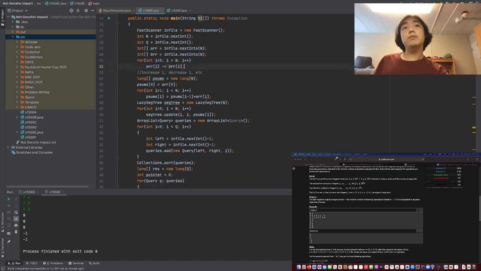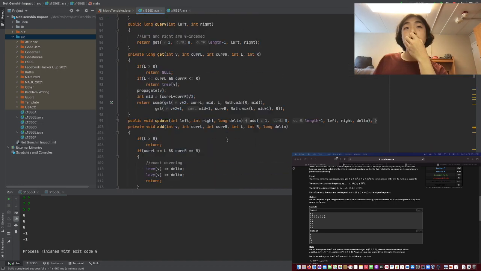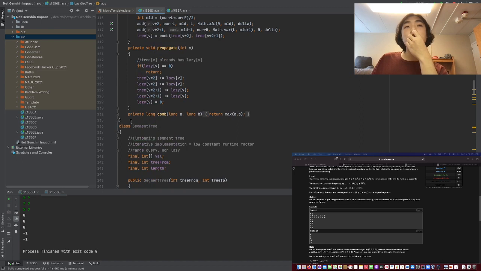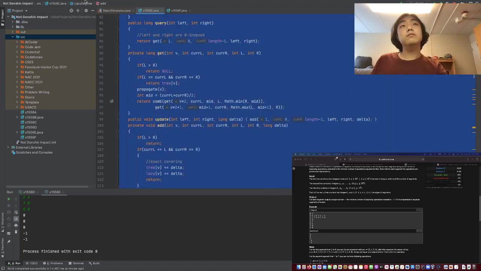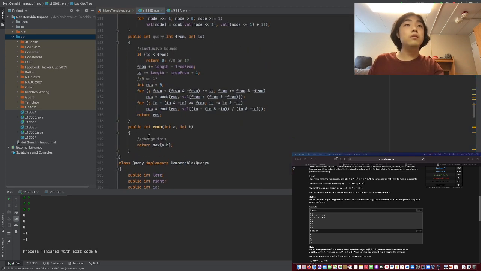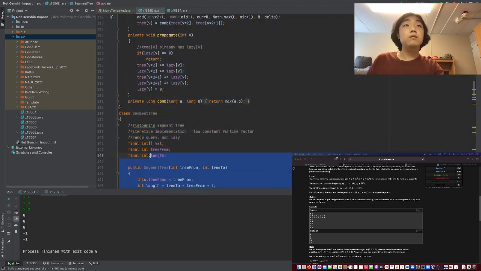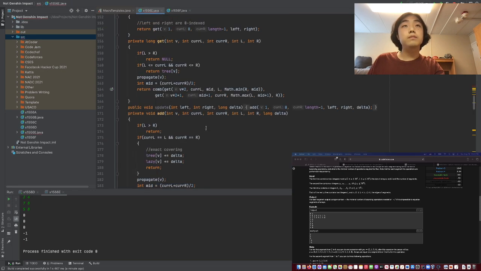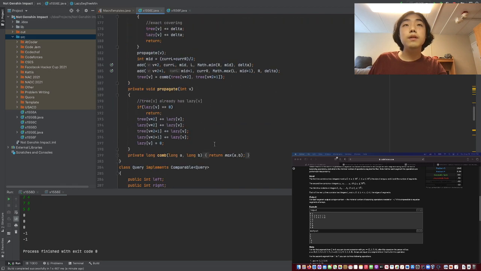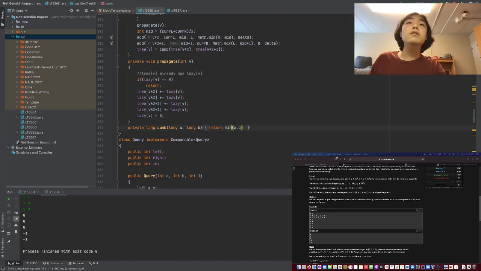So no RMQ, but yeah, that's fine. Instead of using the segment tree, we just need another lazy seg tree for this. Lazy seg tree min. Min, same thing over here, except over here it is just min. Okay.